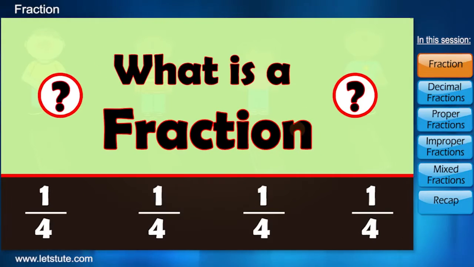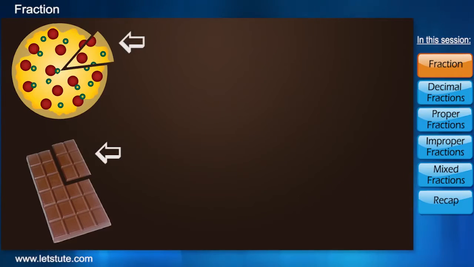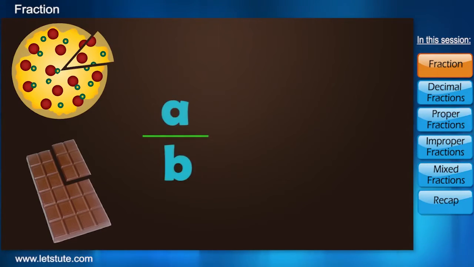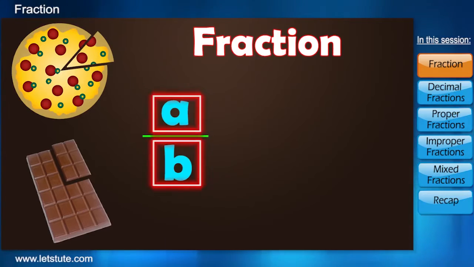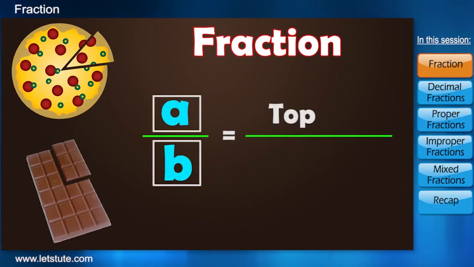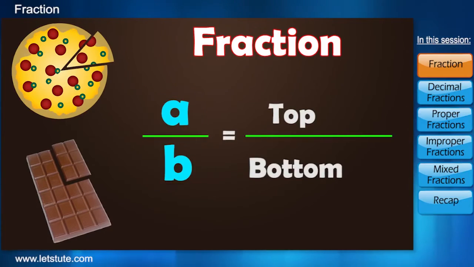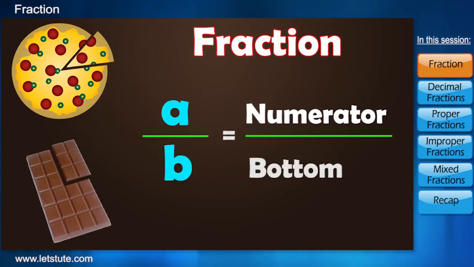So, what is a fraction? A fraction, to a layman, is just some part or a piece of something. The numbers of the form a by b are called fractions. Let's learn something more about fractions. As we can see, a fraction has 2 parts, one top part and one bottom part. The top part is known as the numerator and the bottom part is called the denominator.